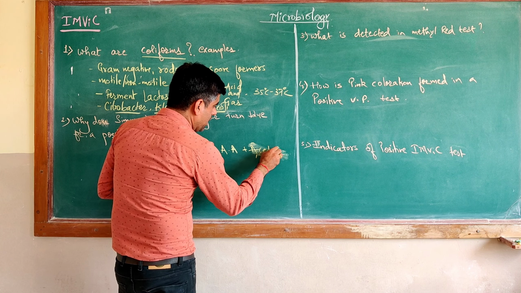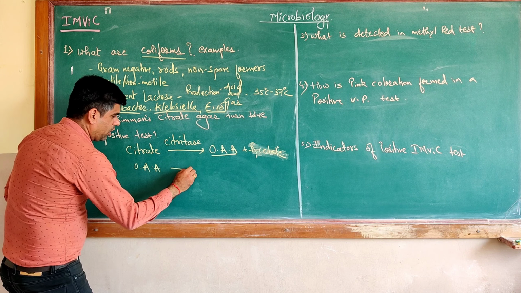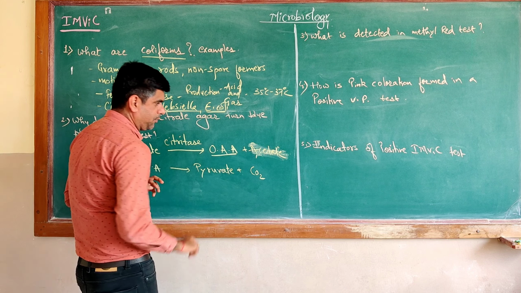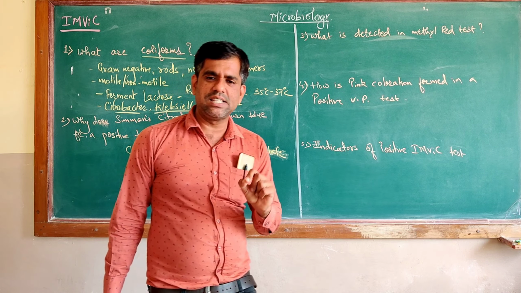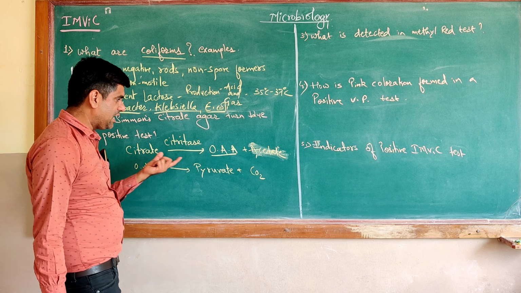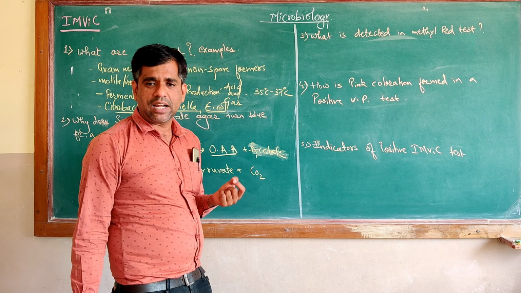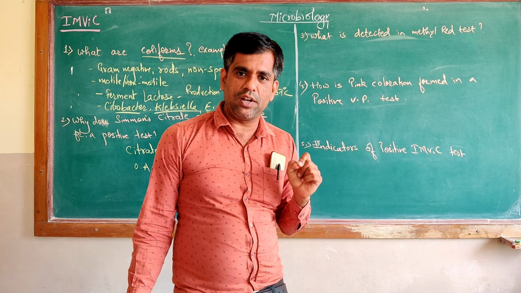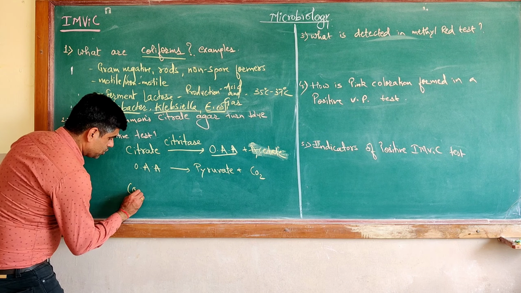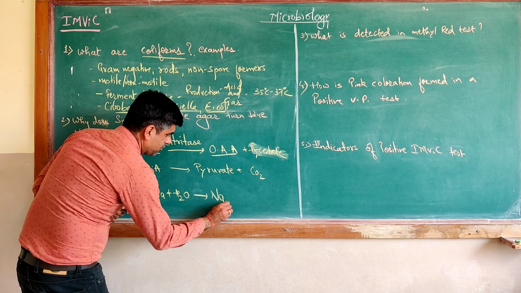Oxaloacetate and acetate, sorry. This oxaloacetate will then be converted to pyruvate and carbon dioxide. So the question is whether the organism has the ability to use citrate as a sole source of carbon. Citrate is degraded to OA and acetate, and OA will be further oxidized to form pyruvate and carbon dioxide. If it is a Koser's citrate medium, you will see turbidity. If it is a Simmons citrate agar, as mentioned here, you will see whether there is an alkaline product being formed.